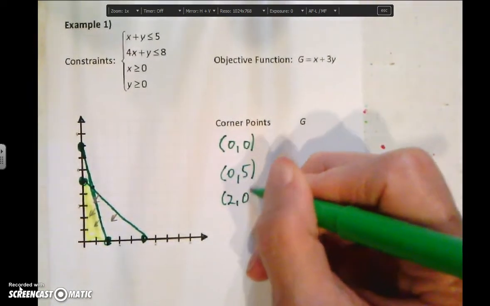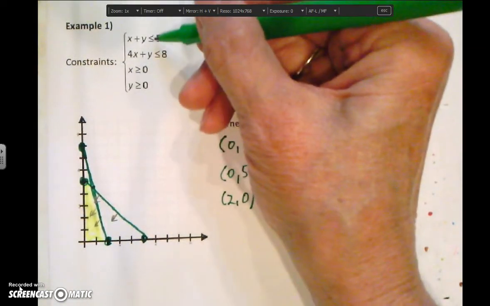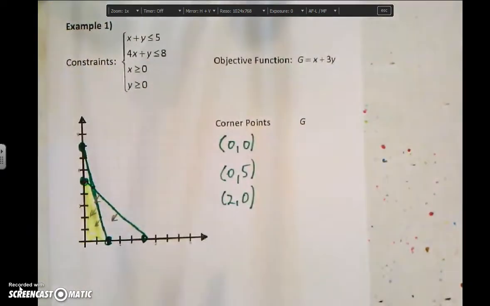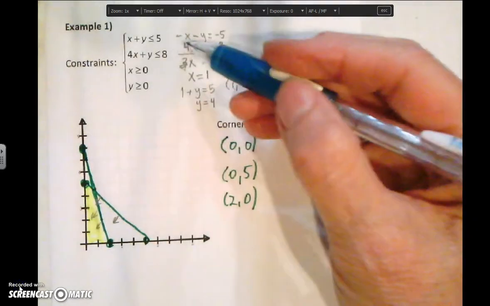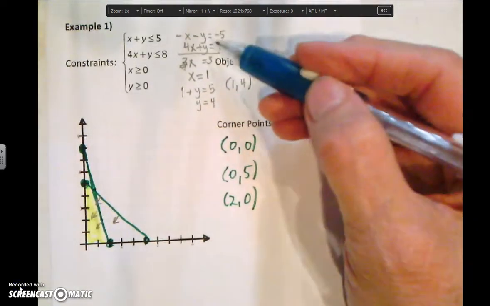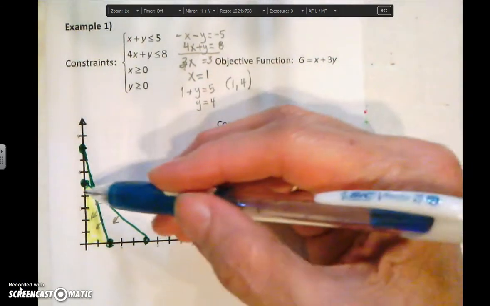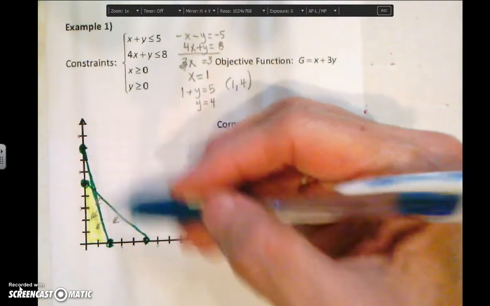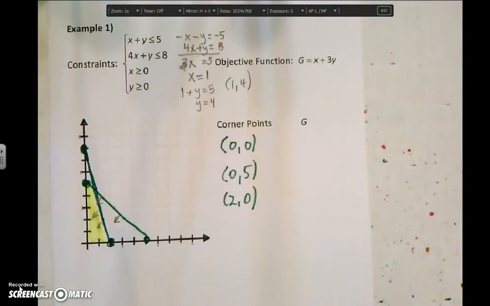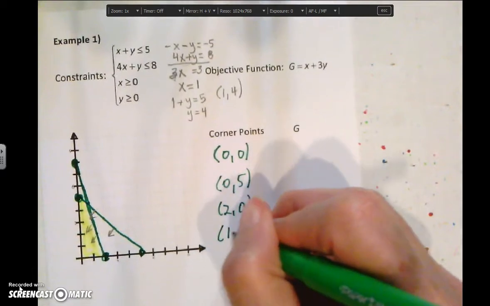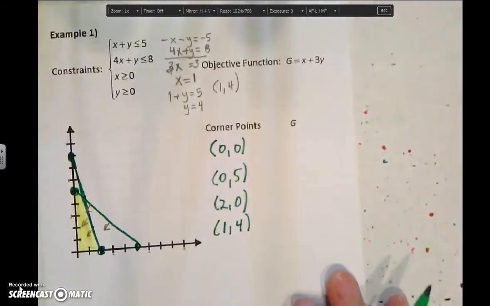So what I'm going to do now is an addition elimination with this and figure out what this ordered pair is right there. So I chose to do the addition elimination method and came up with x is 1 and y is 4. So even though it doesn't appear that way, if I was more careful, I think that line kind of curved a little bit when I drew it. I'm going to get that they intersected at 1, 4 right there.